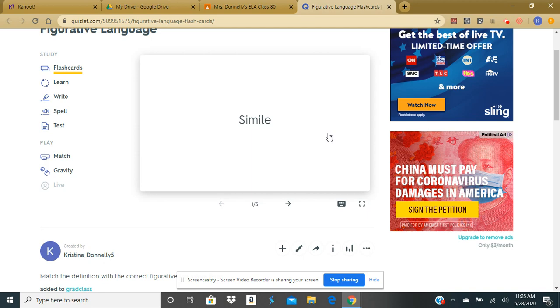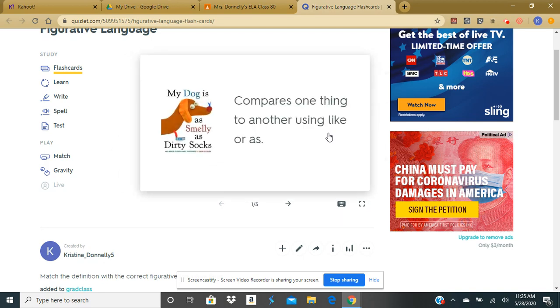Simile. A simile compares one thing to another using like or as. And you can see there's an example here. My dog is as smelly as dirty socks. They are comparing the dog smell to dirty socks. To continue on, you click the arrow.